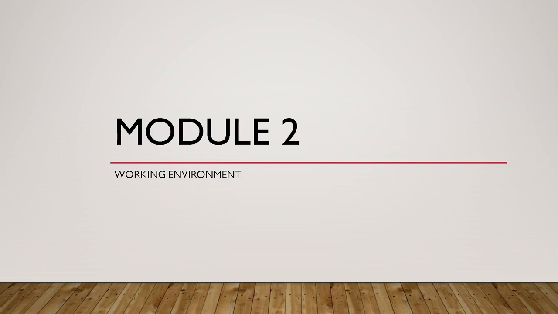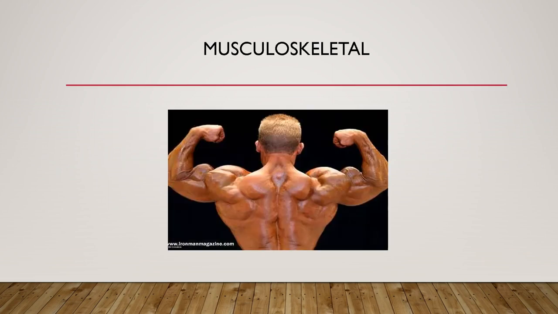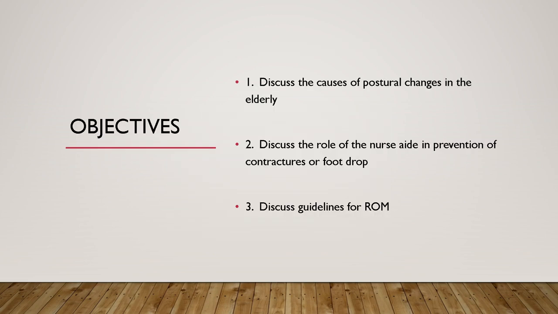Welcome back. In Module 2, you are now ready to begin Part 4 of Module 2, the Working Environment. Musculoskeletal. We will be talking briefly about the basics of the musculoskeletal system and the range of motion exercises that nurse aides can do for residents.